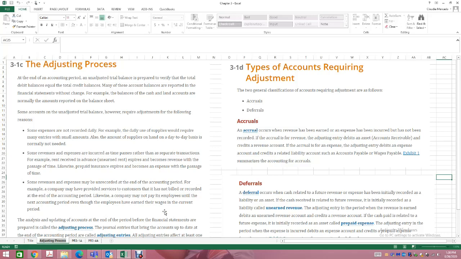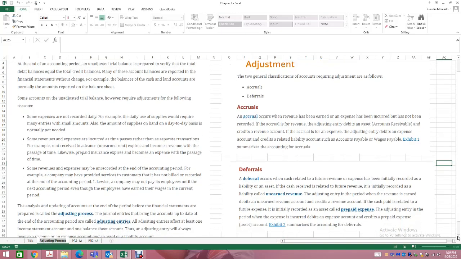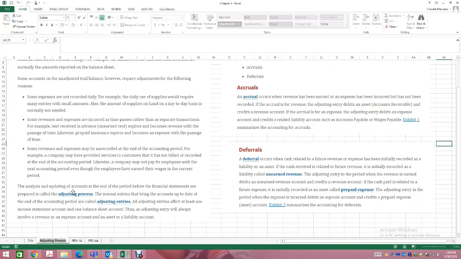Okay, so the textbook basically goes on to explain that an analysis and updating of accounts at the end of the period before the financial statements are prepared is called an adjusting process. So we have to go as accountants, we have to go in there and identify what entries need to be made as part of the adjusting process at the end of the month or at the end of the period.